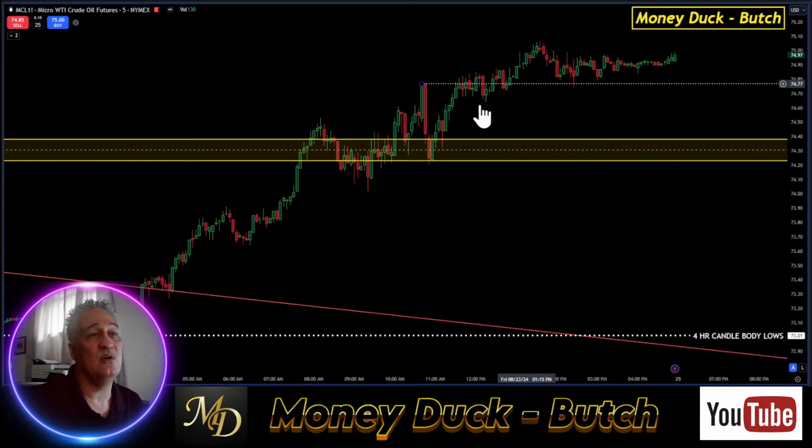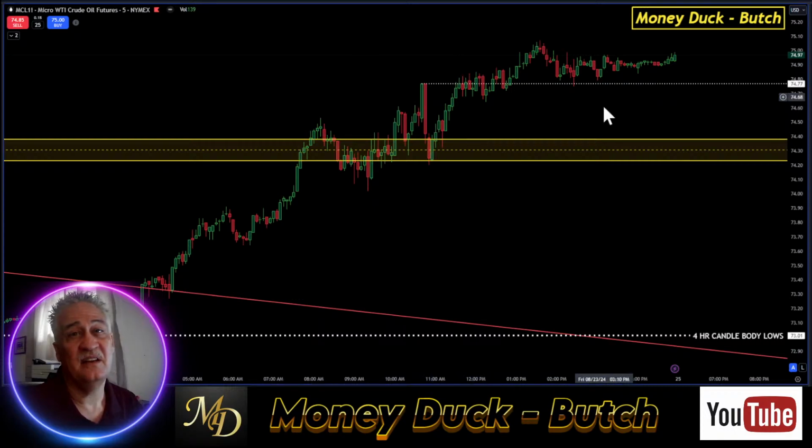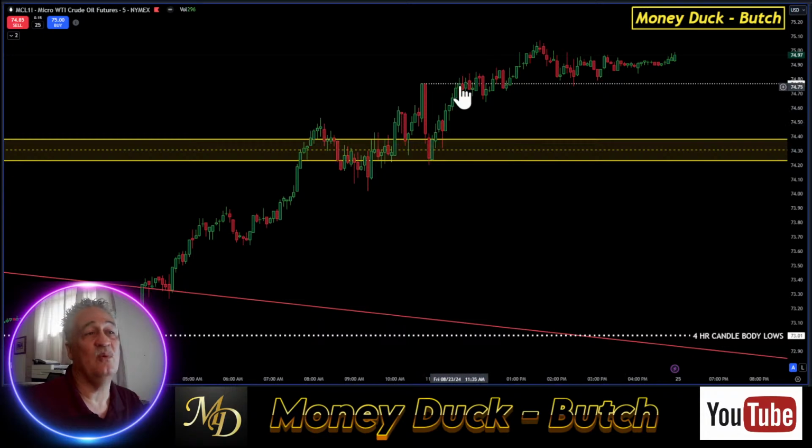And then my target would be first target here, and then my second target would be down here. But it could also pull back here and then push to that target. I'm going to hold a runner on in case it does this. Okay, that's what the runners are for. So I'm going to leave a runner on in case it pulls back here.